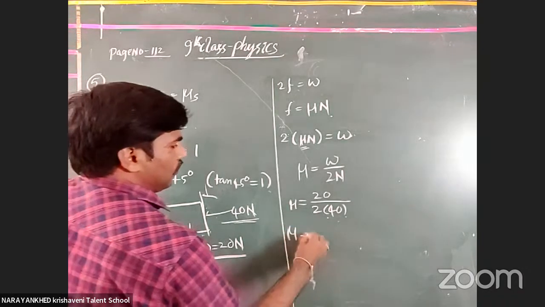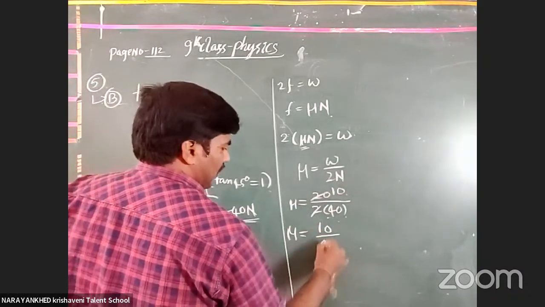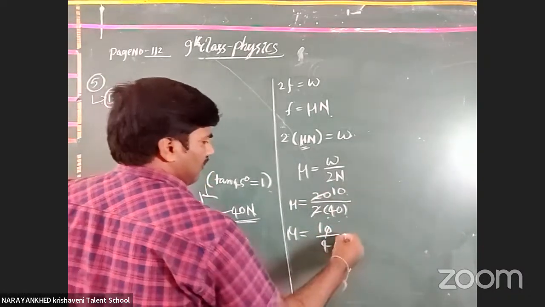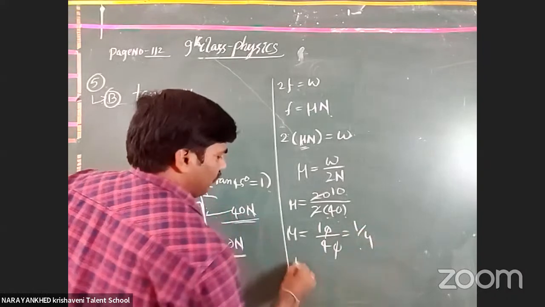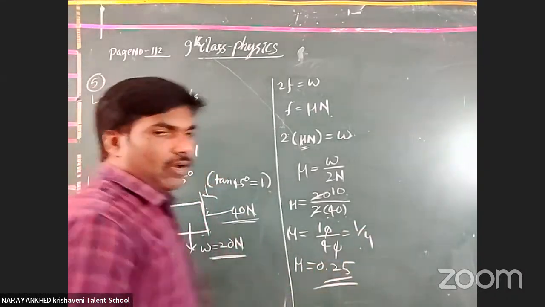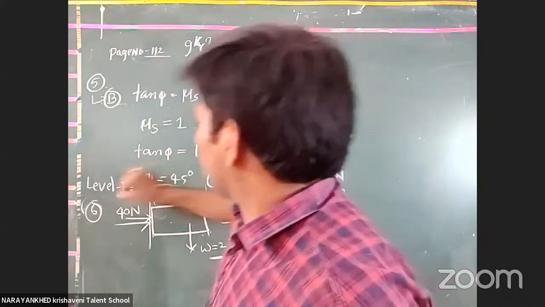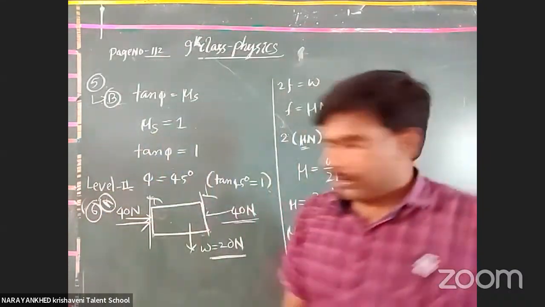Now mu is equal to 20 by 80, which becomes 10 by 40, zero cancel, it becomes 1 by 4. Then mu is equal to 0.25. Okay, got it or not? The answer is 0.25, option A. Answer is A for the sixth one. Yeah, please note it down.